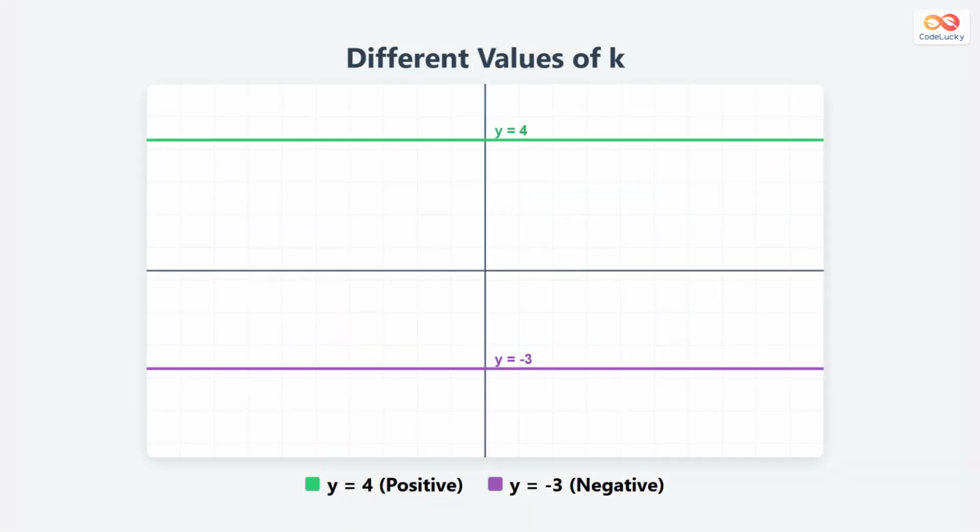Here we can see how changing the value of k moves the line. If y equals 4, the line sits 4 units above the center. If y equals -3, the line sits 3 units below the center. It is that simple.